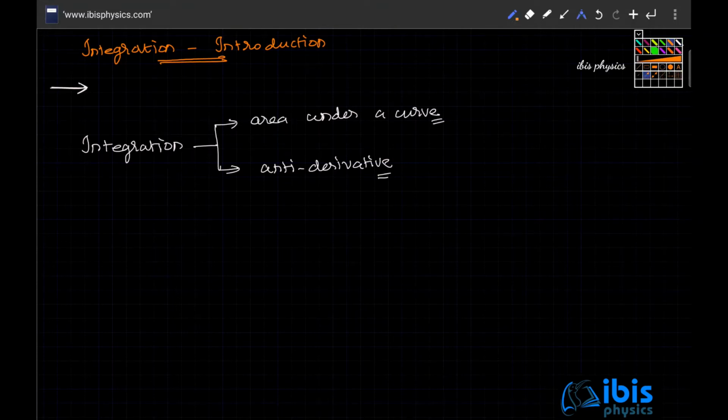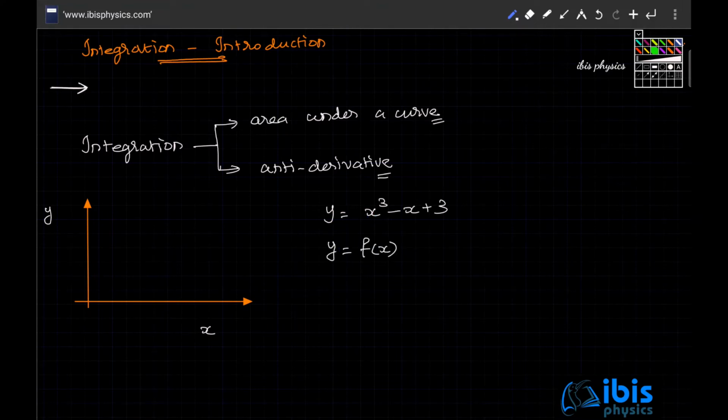Suppose that you have y-axis and x-axis, and there is a function of x. Let us say that y is equal to x cube minus x plus 3. I don't know exactly the curve, but still roughly. Then this y is called a function of x, so we are writing y is equal to f of x. The curve may look like this.